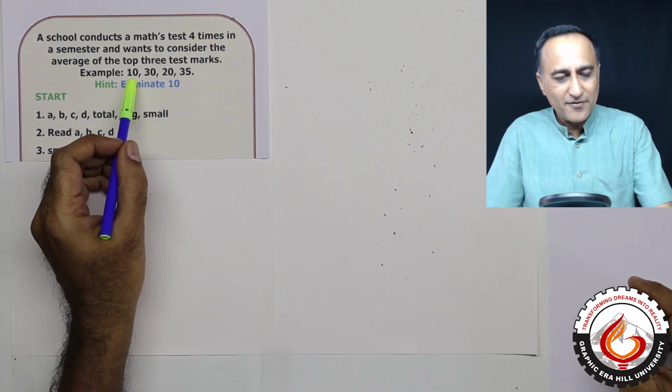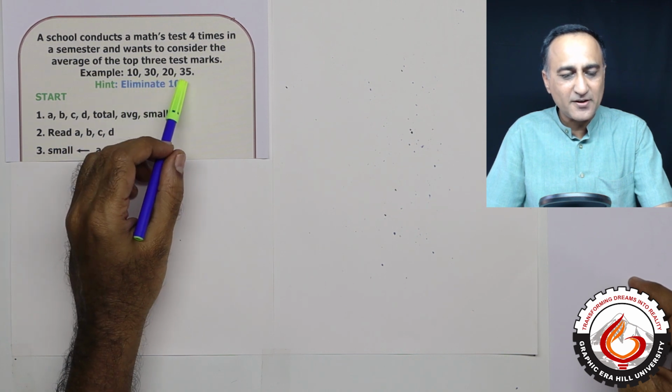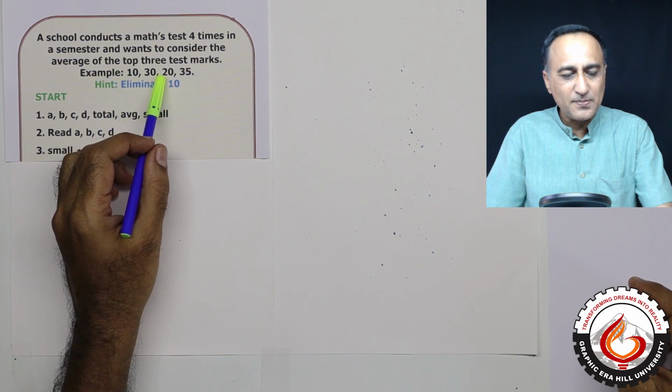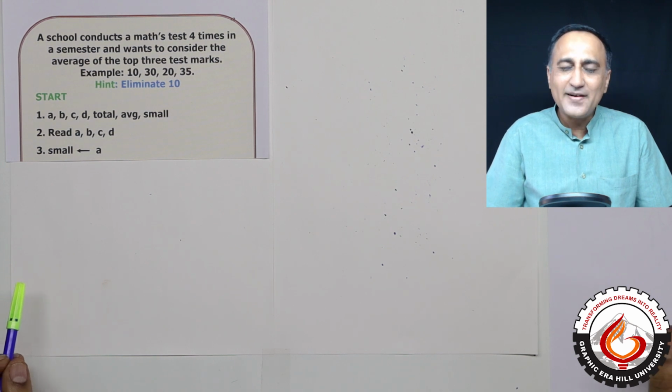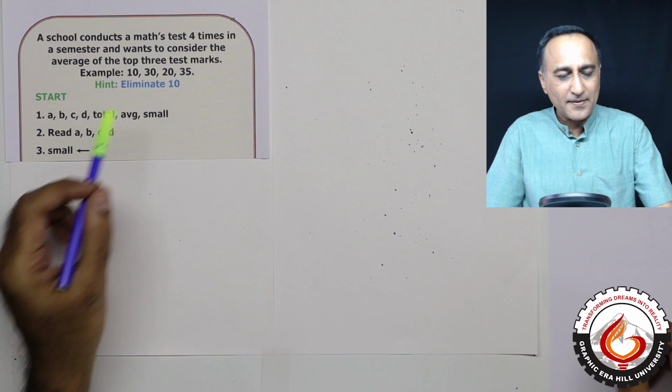So suppose you have a student who out of 50 gets 10, 30, 20 and 35. I should not be considering 10. I should say 30 plus 20 plus 35. Looking at it, it looks very easy, and it is actually very easy. We need to somehow get rid of 10.